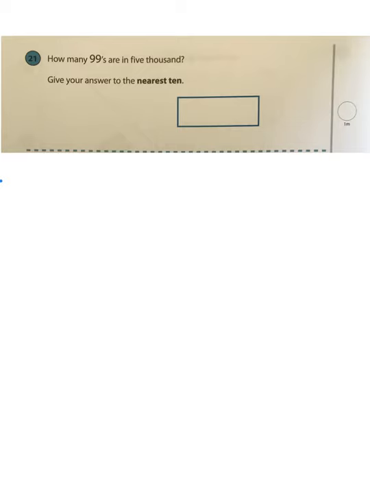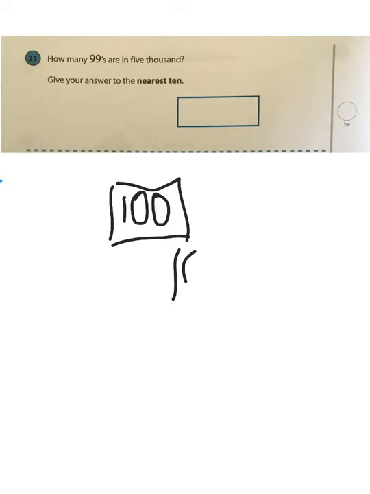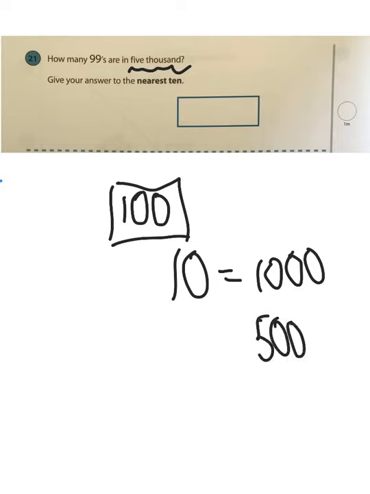What a funny question. How many 99s are there in 5,000? What a strange question. What is 99 really like? Very, very close to 100. So if we're rounding and estimating, we can say that 99 is kind of like 100. So how many 100 are there in 1,000? 10. So if there's 10 in 1,000, how many are there in 5,000? 50. Brilliant. Well done.